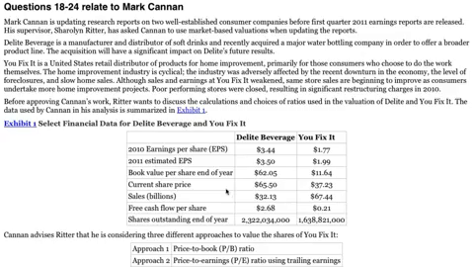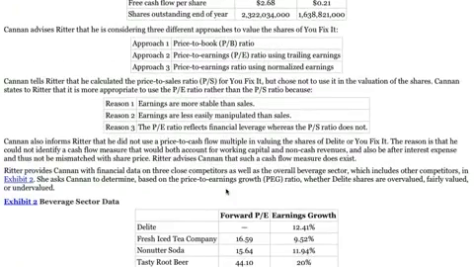Let's scroll up here so we have more room on the screen. Cannon advises Ritter that he is considering 3 different approaches to value the shares of YouFixit. Approach number 1, price to book. So in our mind, we should start thinking, is that appropriate, a price to book?